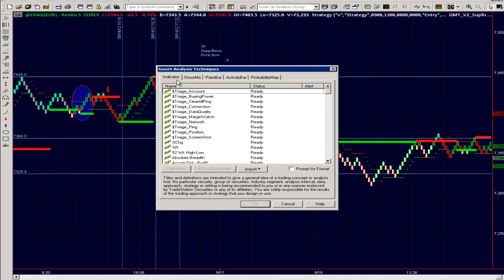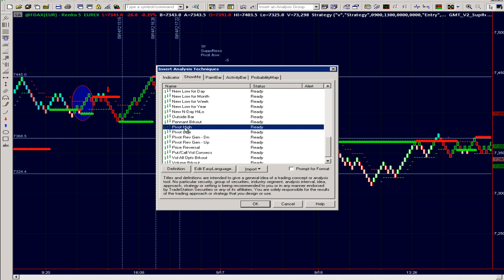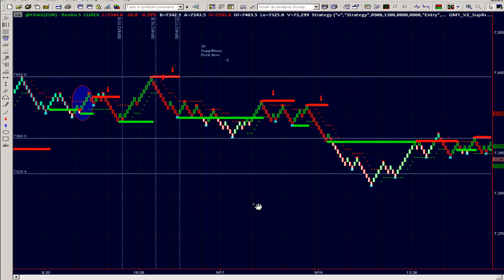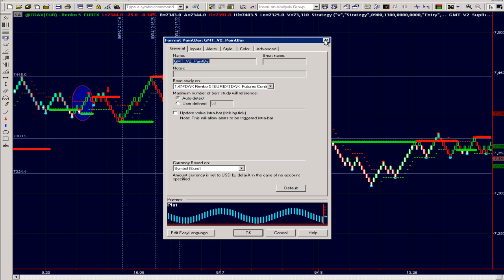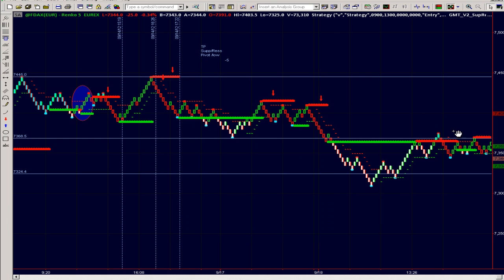Now, it's not in your cluster of indicators, so it's not in there. It's in the show me area. And if you go down to here, you'll see pivot high, pivot low. So we'll highlight both of those and put those on. Now, when they initially go on, they're going to be set at a default of 3. So we want to change that because 3 is a little bit tight of a pivot, and sometimes it's a little bit tricky to pick this pivot up.